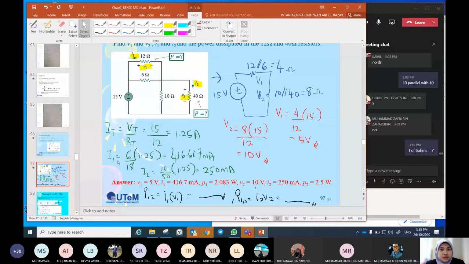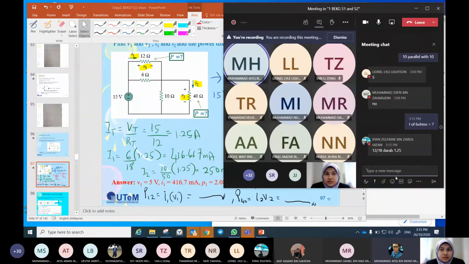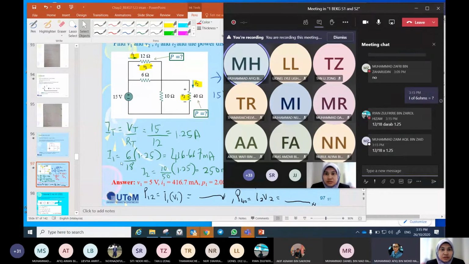Where is it? This is I1. I1 is the current flowing through 12. Now find the current flowing through the 6 ohm. There are two approaches. Is it 6 over 18 times 1.25? 6 over 18 is I1, and we have calculated I1. So now, 12 divided by 18, multiplied by 1.25, gives the current through 6.